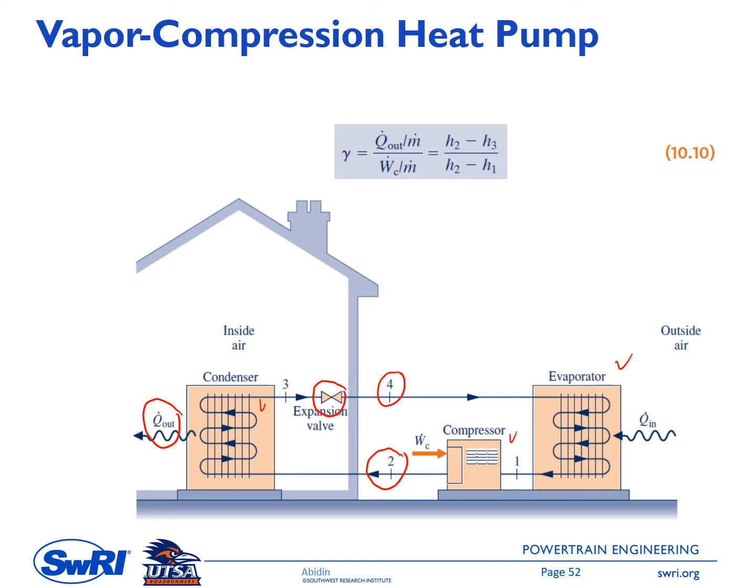And equation 10.10 here is the COP of this heat pump. So this is the ratio between Q dot out over m dot and W_C over m dot. We don't have a turbine power here because the turbine is replaced by the expansion valve. And the reason why we replace the turbine by an expansion valve is the same as when we talked about the similar case in the vapor compression refrigeration system.